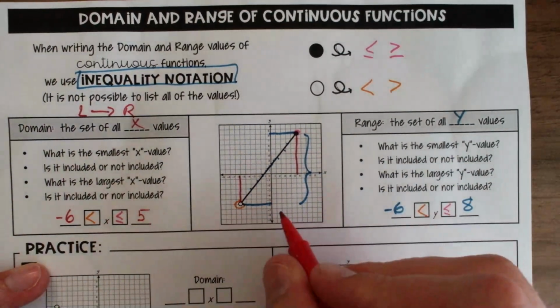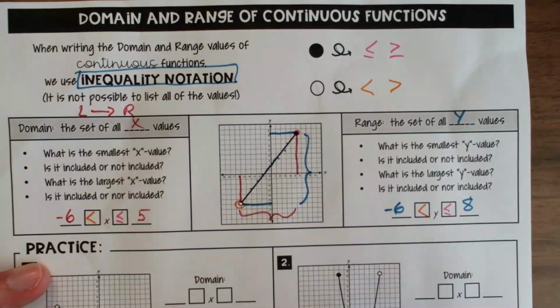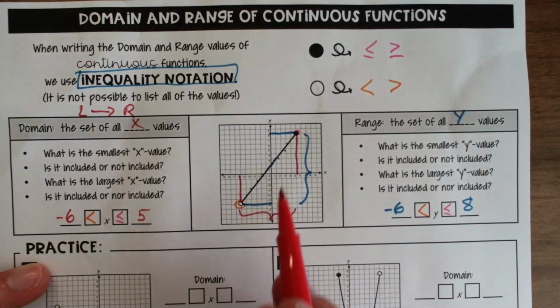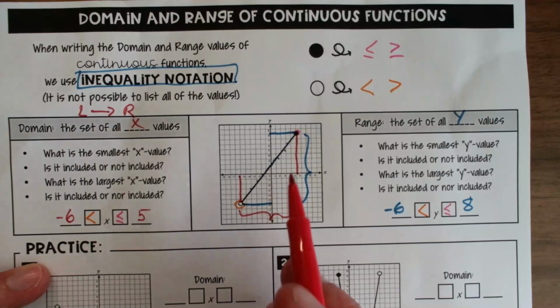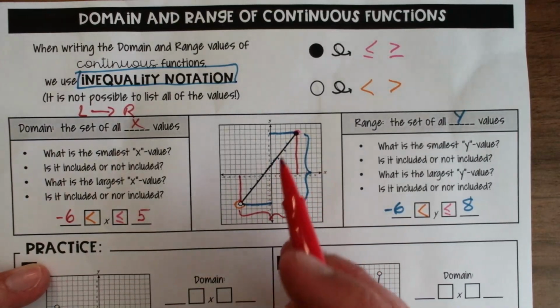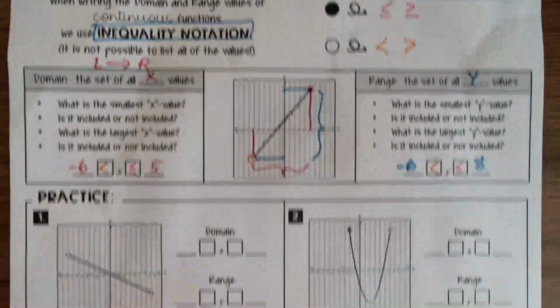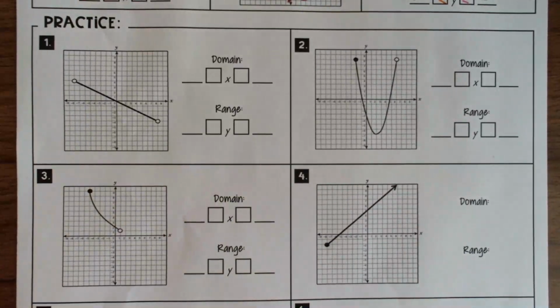And these are all of our domain values for this function. If we pick any number right here in the red area and right here in the blue area, we would find a point somewhere that would land on this graph. Okay, so here's what I like to do first. I'm going to go through and find the domain for each one of these for problems 1 through 4.